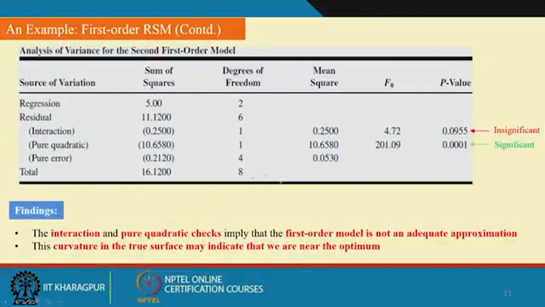Okay. So, you see that although the interaction is insignificant, the pure quadratic is significant. So, that means the first order model does not fit in the new operating zone. The finding is that the interaction and pure quadratic checks imply that the first order model is not an adequate approximation. The curvature in the true surface may indicate that we are near the optimum, but you do not know whether you are near.